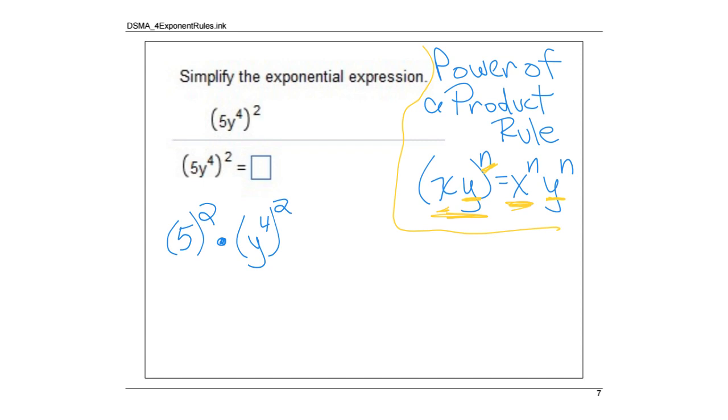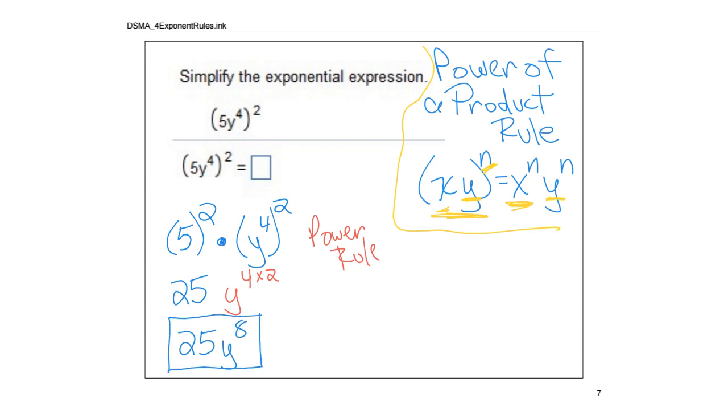Okay, so I pseudo-distributed that exponent of 2, and I distributed it to the 5. I also distributed it to y to the 4th. But now I have to clean it up. I can't put the answer in looking like this. So we know 5 squared, 5 times 5 is 25. Now with the y, we have power rule here, right? This is power rule. We have a power raised to a power. And so this would be y to the 4 times 2. Therefore, our final answer would be 25 y to the 8th power.